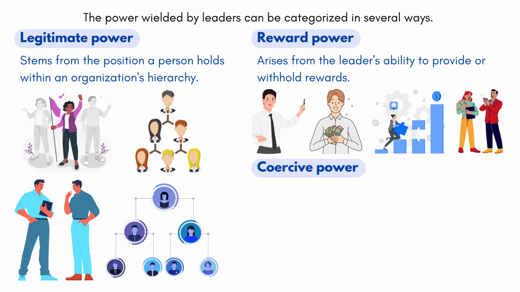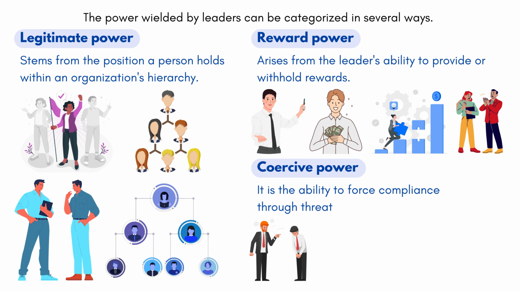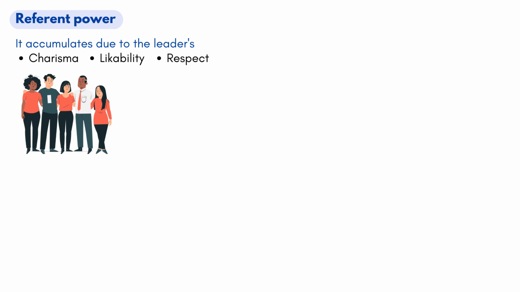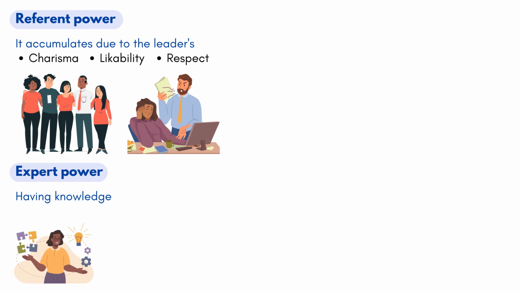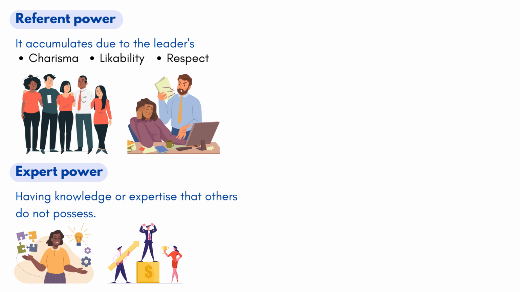Coercive power is the antithesis of reward power, as it is the ability to force compliance through threats of punishment, whether psychological, emotional, or physical. In contrast to these more traditional bases of power, referent power is a more personal form. It accumulates due to the leader's charisma, likability, or the respect they command. People follow because they want to, not because they have to. Similarly, expert power is derived from having knowledge or expertise that others do not possess, making the leader an invaluable resource for the organization.